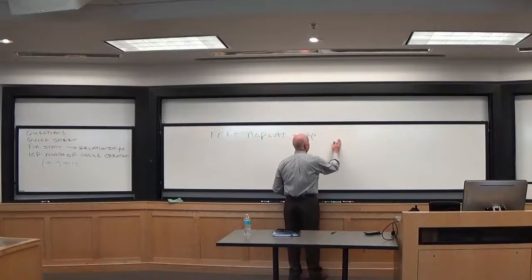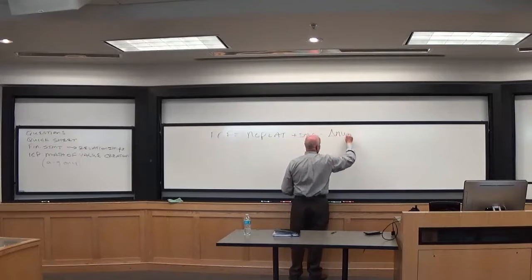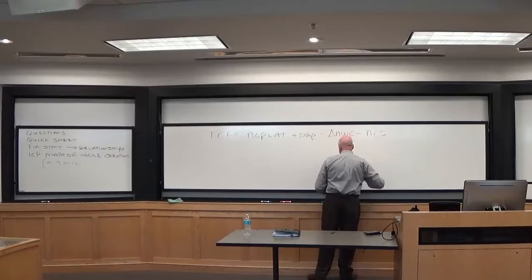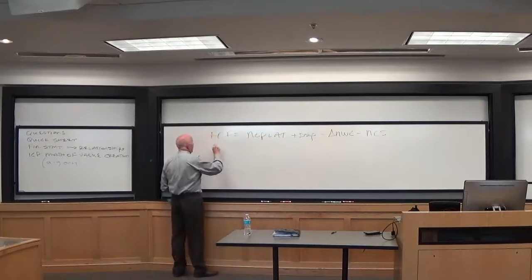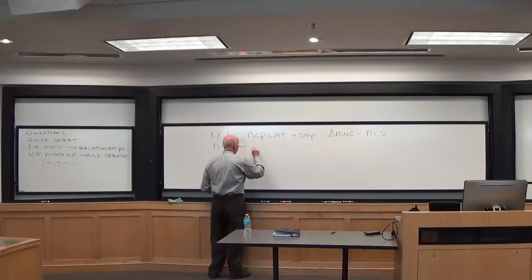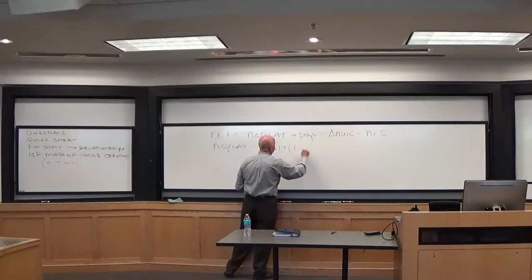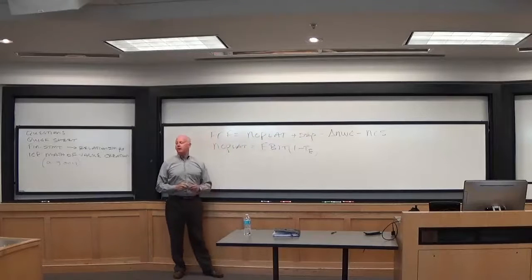So minus, what was next? Change in net working capital. Change in net working capital minus NCS, net capital spending. Okay. How do I get NOPAT? So EBIT times 1 minus the tax rate on EBIT if EBIT were to be applied to a tax schedule.